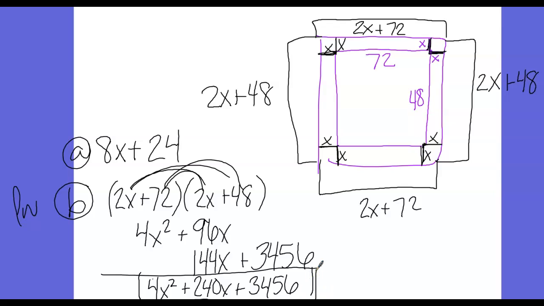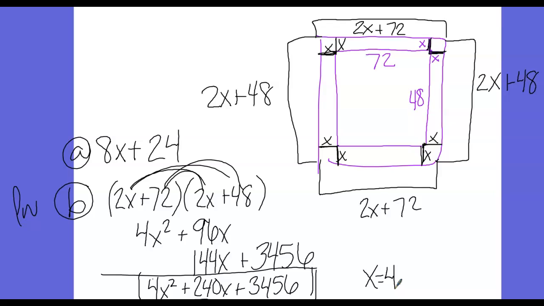Then C says, find the perimeter and area of the blanket, including the fringe, with the width of the fringe being 4. So what does that mean? X is now 4. X equals 4. So how many answers, first of all, do I need for this? 2, because I have to find the perimeter and area.